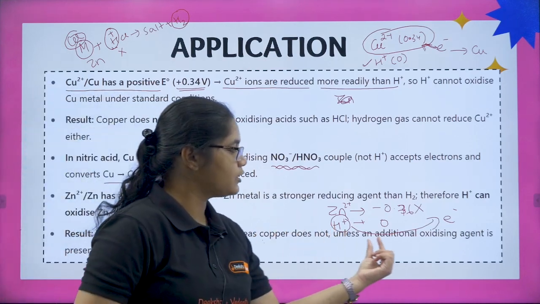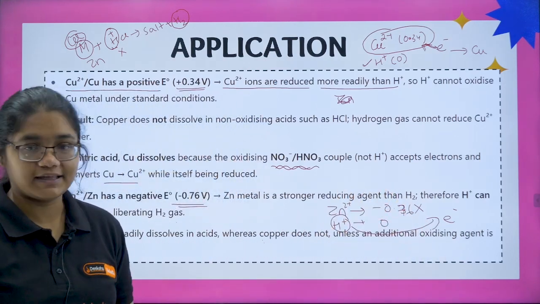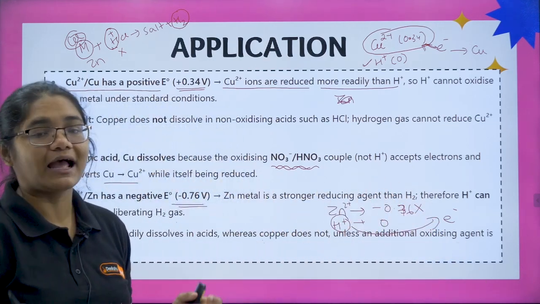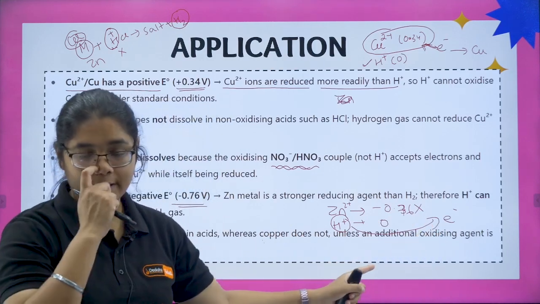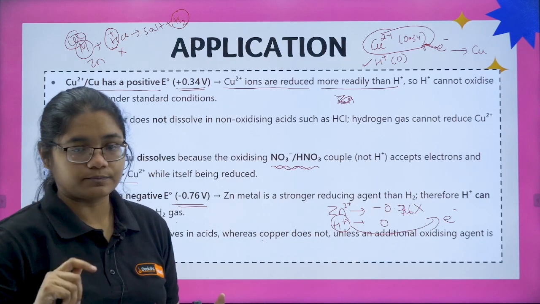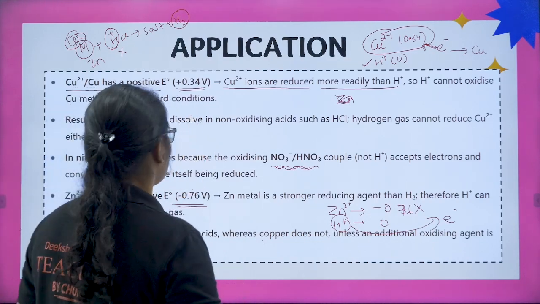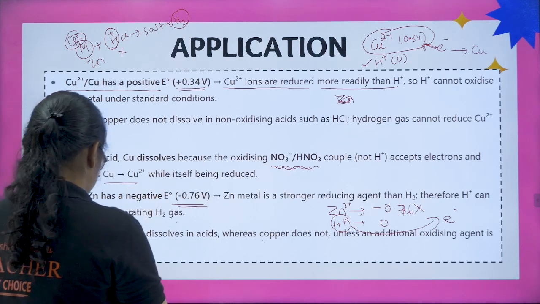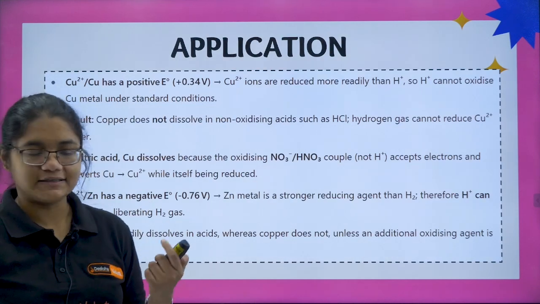So if hydrogen undergoes reduction, it will behave as an oxidizing agent, right? So Zn will undergo oxidation there and hydrogen gas will be produced, because hydrogen is undergoing reduction. So H2 gas will be produced. I hope you are getting this one. If not, let me try once again to explain this one.